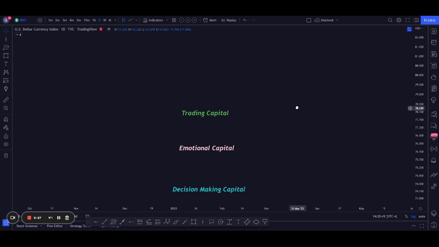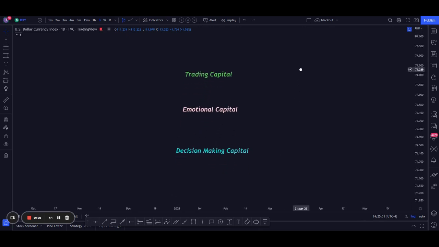So there's three main types of capital that we have to be mindful of in the market, right? First one is trading capital. Second one is emotional capital. And the third one is decision-making capital. All right, so the trading capital, we all know this, right? It's the equity in our account, what we use in our account, what we trade with. Now, what's important with these three capitals is how we're managing them, how we're properly going about using them.